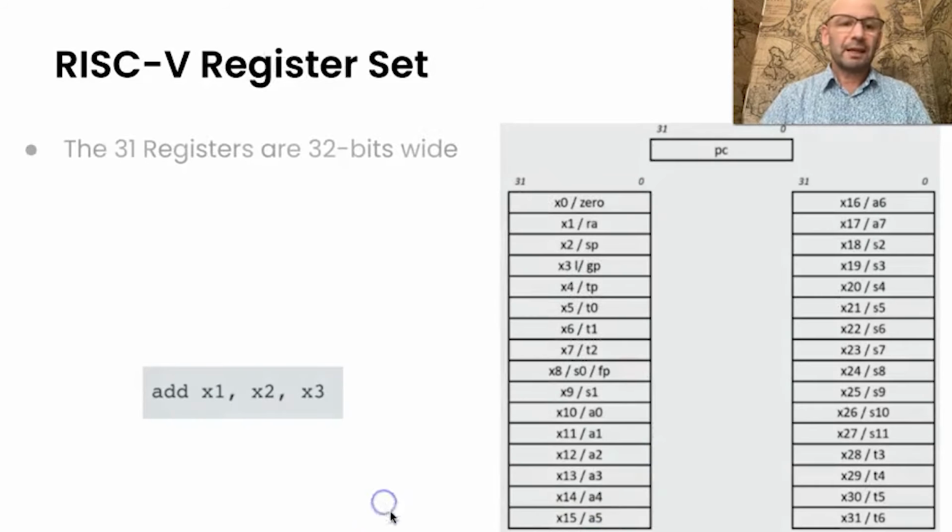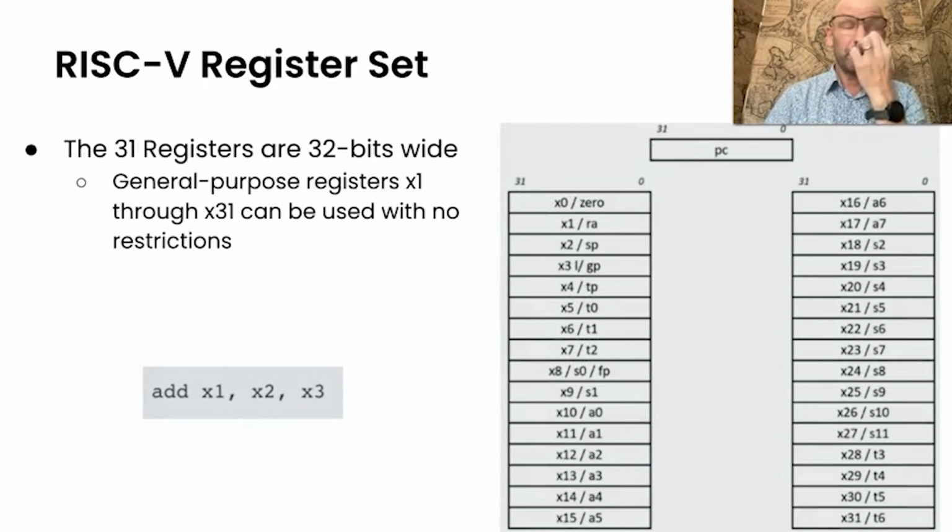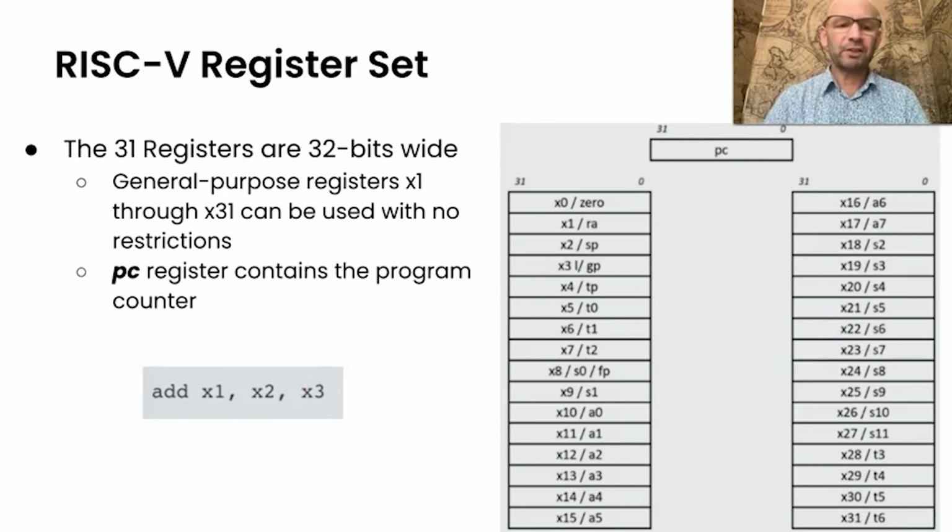The register set: 31 registers, each 32 bits wide. General purpose registers X1 through X31, we can see them here across our diagram. They can be used with no restrictions. The PC register, which is the register shown at the top singly here, contains a program counter, of course.